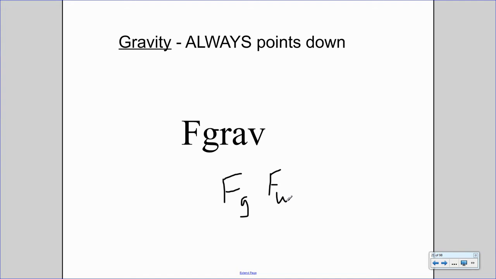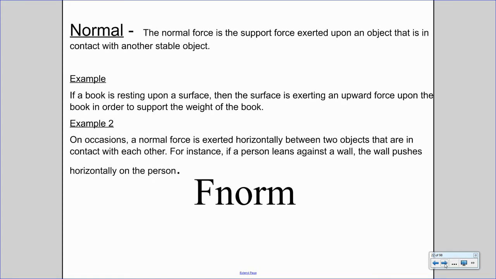We'll learn about that a little bit later in this chapter, but sometimes you might see it written as FW because the gravitational force causes a force that we would call weight. And so those are two ways to denote gravity, but it always is pulling down towards the center of the Earth.